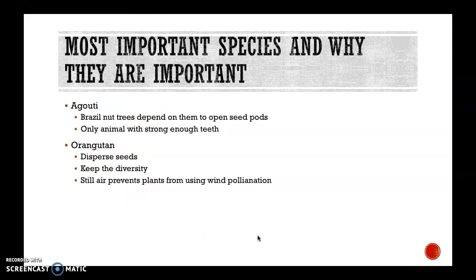But also, we have to find some important species and why they're important. First of all, I found this animal called an agouti, and it's important because it looks like a kind of squirrel, and there are trees in Brazil that pretty much depend on this animal to open the seed pods that fall down from the tree, because this animal is the only animal with teeth strong enough to open these seed pods.